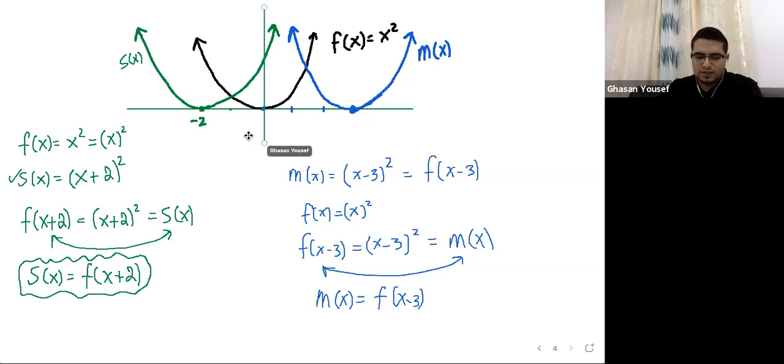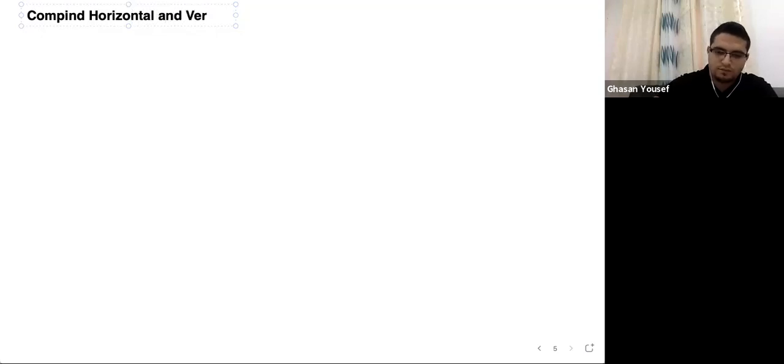Now we're going to learn how we can combine the horizontal and the vertical shifting. So, combined horizontal and vertical shifting.